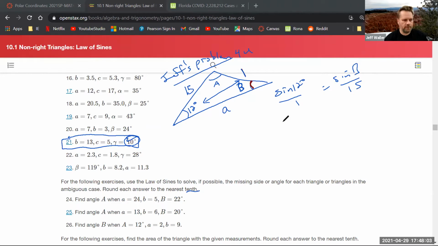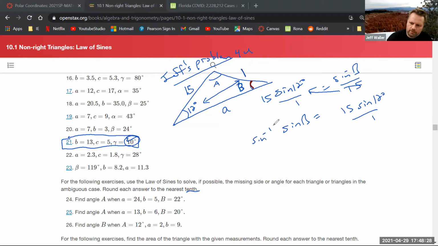But now try to do this. See what you get. So if you multiply by 15, you get sine B equals 15 sine 12 over 1. I don't know why I keep putting over 1. So then I can do sine inverse and kill this. So if I plug this in, I'll get what B is.